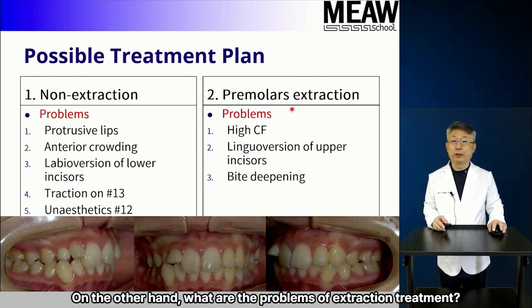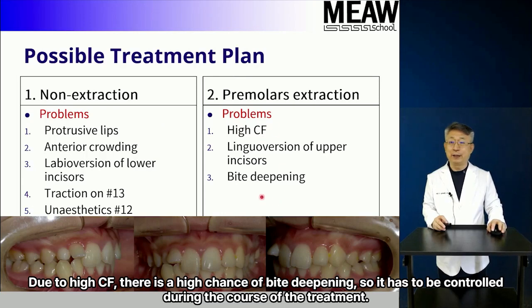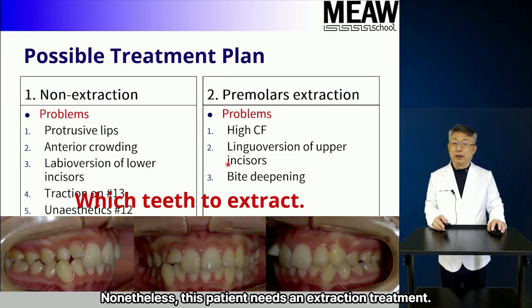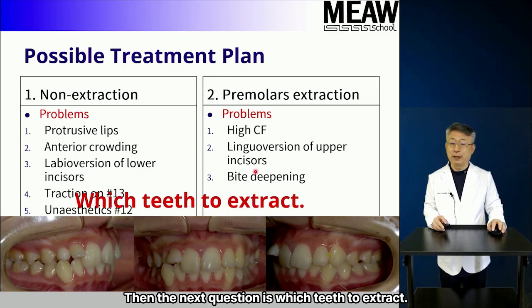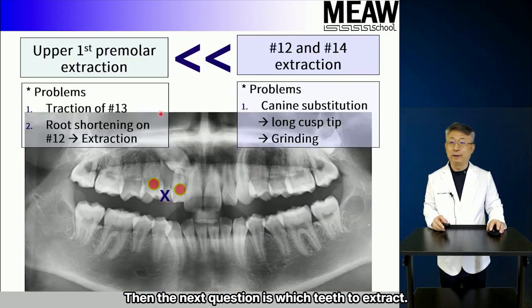On the other hand, what are the problems of extraction treatment? Due to high CF, there is a high chance of bite deepening, so it has to be controlled during the course of the treatment. Nonetheless, this patient needs an extraction treatment. Then the next question is which teeth to extract.